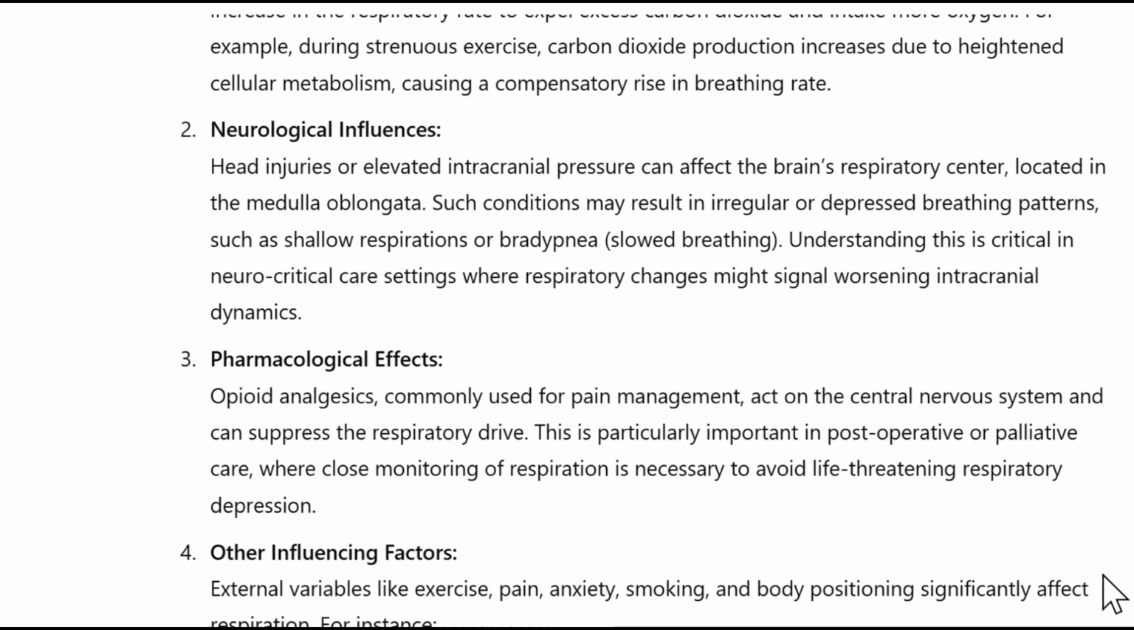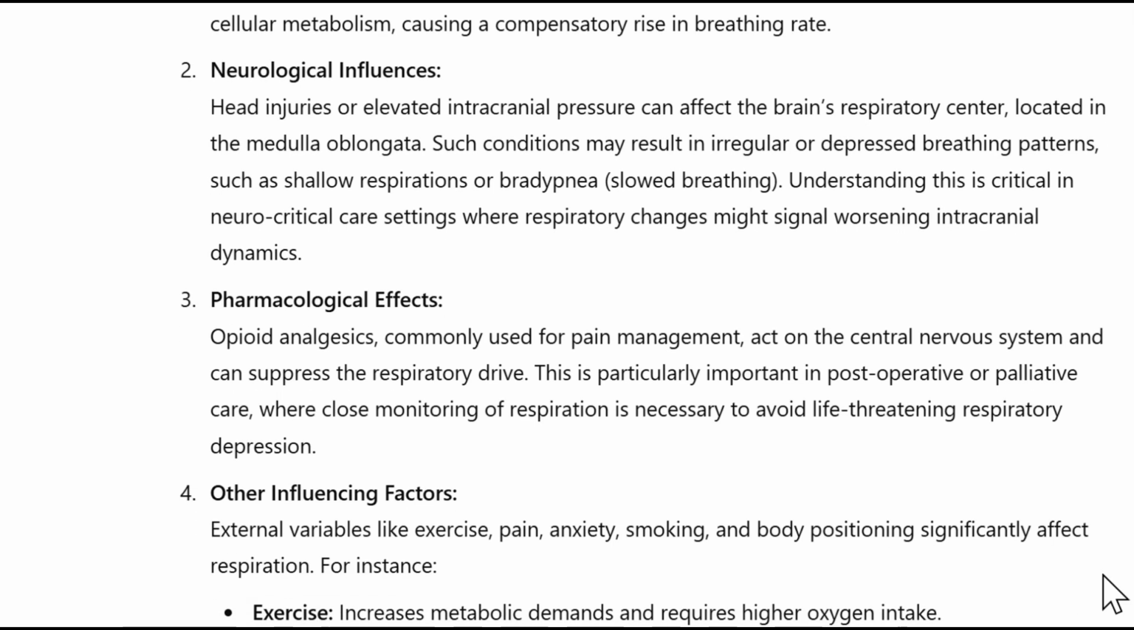2. Neurological influences. Head injuries or elevated intracranial pressure can affect the brain's respiratory center, located in the medulla oblongata. Such conditions may result in irregular or depressed breathing patterns, such as shallow respirations or bradypnea, slowed breathing. Understanding this is critical in neurocritical care settings where respiratory changes might signal worsening intracranial dynamics.